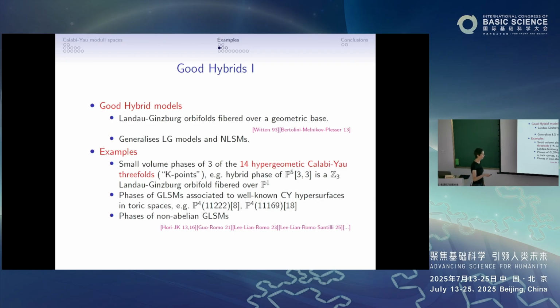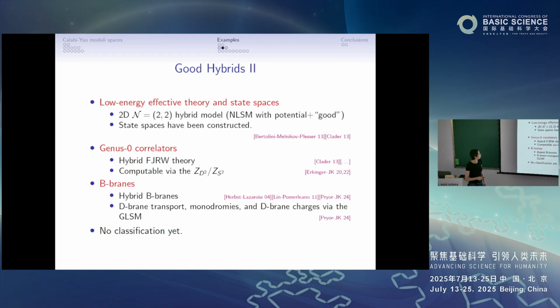And also if you look at other multi-parameter Calabi-Yaus that have been very well studied in mirror symmetry, the associated GLSMs will also have these good hybrid phases. So they are fairly common, and also when you look at them in non-abelian GLSMs, you'll find them. Good, so how much can we do with these good hybrids?